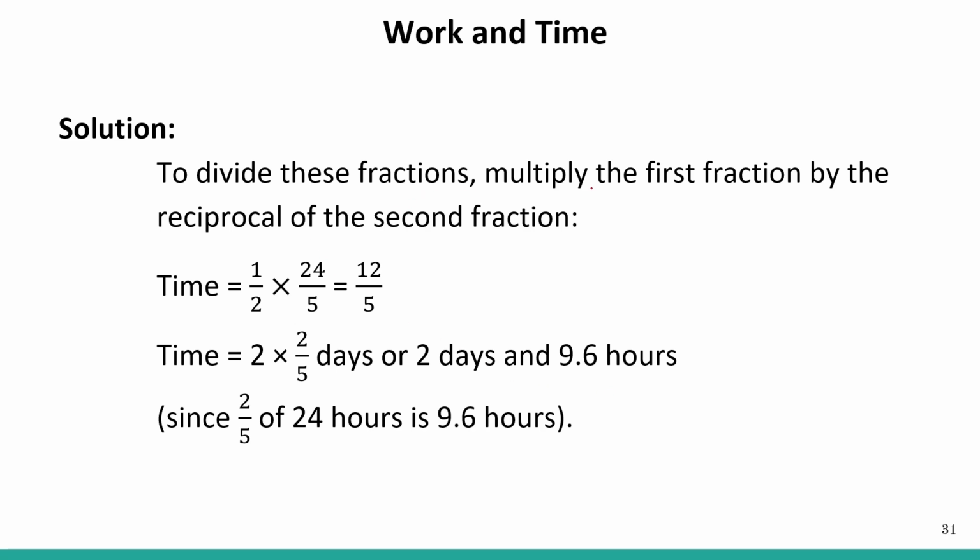So to divide these fractions, multiply the first fraction by the reciprocal of the second. Okay. So what we are left with is 12 by 5, or time is equal to 2 and 2 by 5 days, that is 2 days and 9.6 hours, that is 2.4 days. Okay. Since 2 by 5 of 24 hours is 9.6 hours. Okay, so time is equal to 2 whole and 2 by 5 days. So this will be the correct answer, or 2.4 days, either one is correct.